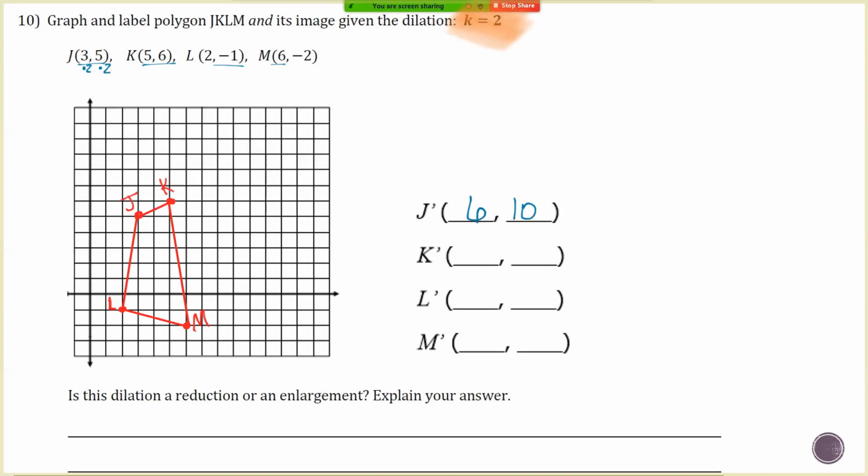For letter K, K was originally at the ordered pair 5, 6. I'm going to take that ordered pair and multiply it by my dilation, in this case 2. 5 times 2 is 10. 6 times 2 is 12. So K prime, the new K value, is going to be at the ordered pair 10, 12.